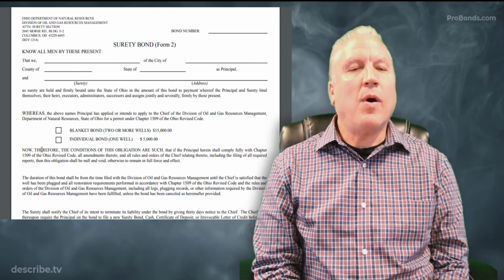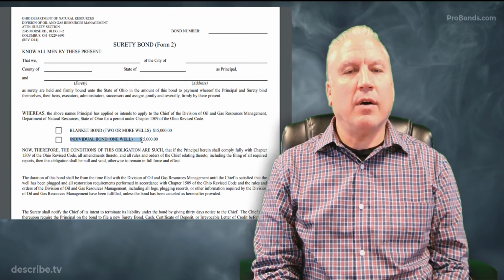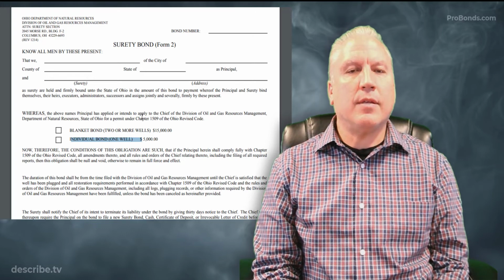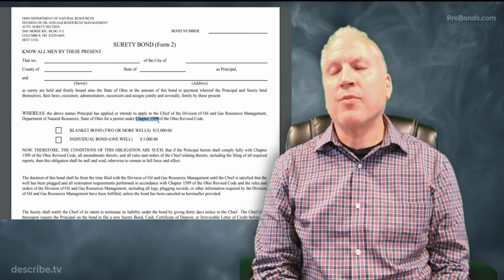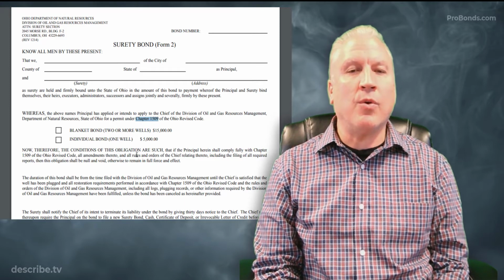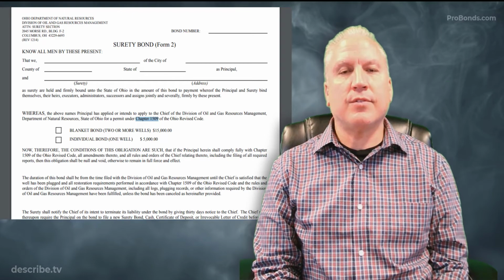Here's one from Ohio that has to do with oil wells. It's a blanket bond for 2 wells or an individual bond for 1 well. And it has to do with their 1509 in their code, which has to do with remittances to the state for oil well payments, royalties to the state.